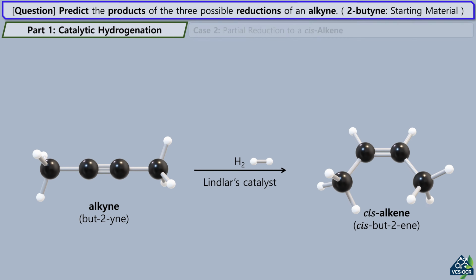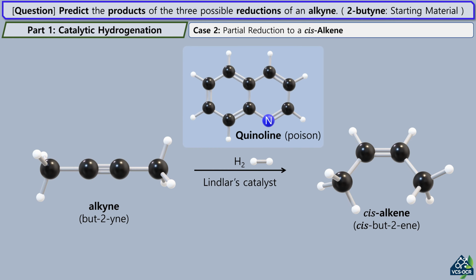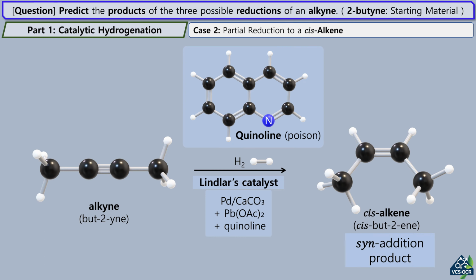Case 2. Partial reduction to a cis-alkene. To stop the process at the alkene stage, we use a poison catalyst. The most common example is Lindlar's catalyst, a palladium catalyst deactivated with lead acetate and quinoline. Because hydrogenation on a metal surface proceeds through syn addition, internal alkynes are reduced exclusively to cis-alkenes.